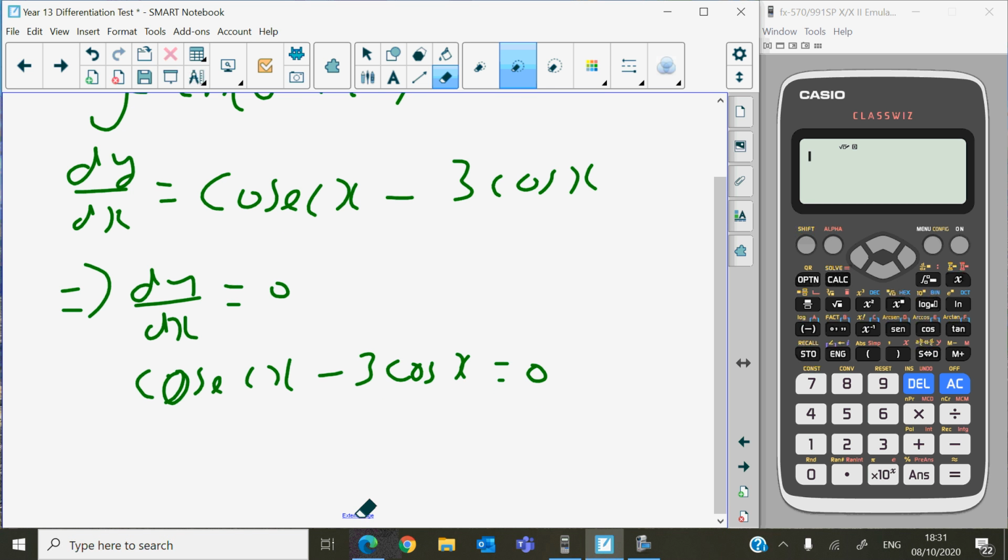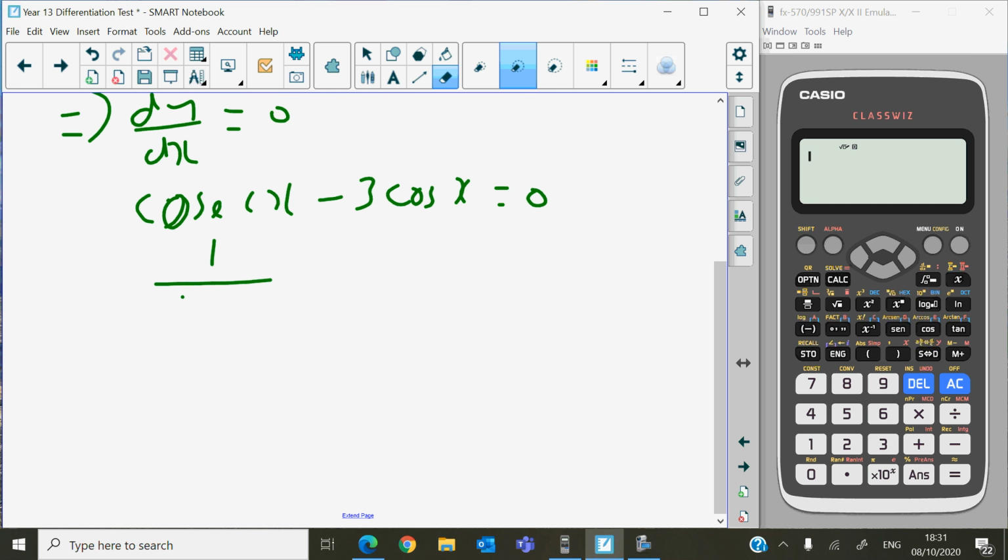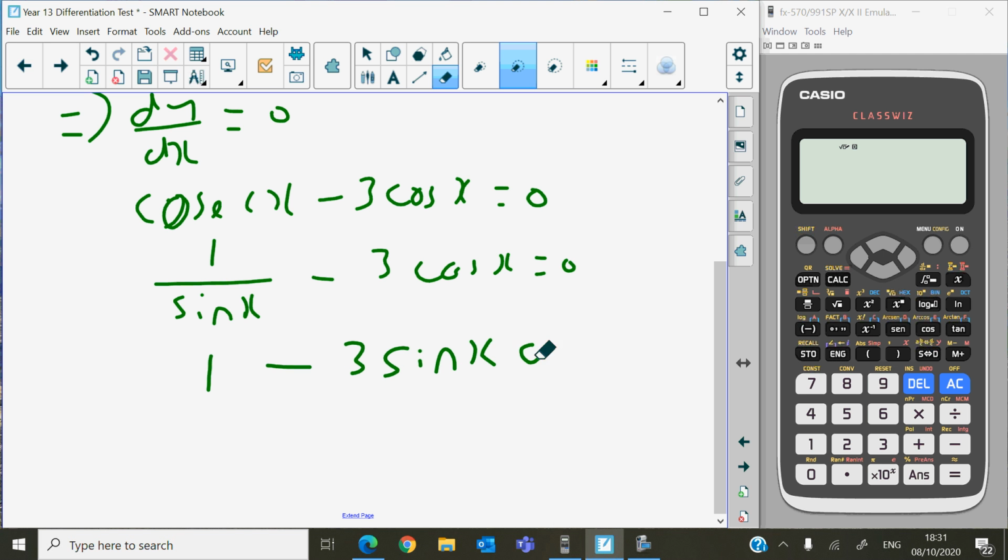Now if you think about what that actually means for us, well, cosec is 1 over sine. 1 over sine of x minus 3 cos of x is equal to 0. Well, if I multiply both sides by sine, I've got 1 minus 3 sine x cos x is equal to 0. Remember, I'm trying to rearrange this so that I've only got one trigonometric ratio. And again, go back to what they told us earlier. We know, because they've reminded us, that 2 sine x cos x is sine of 2x.